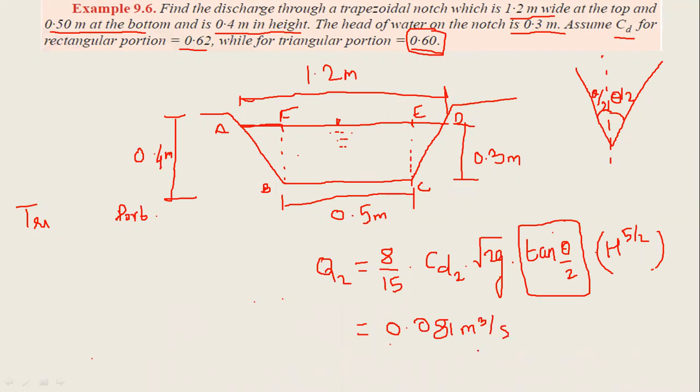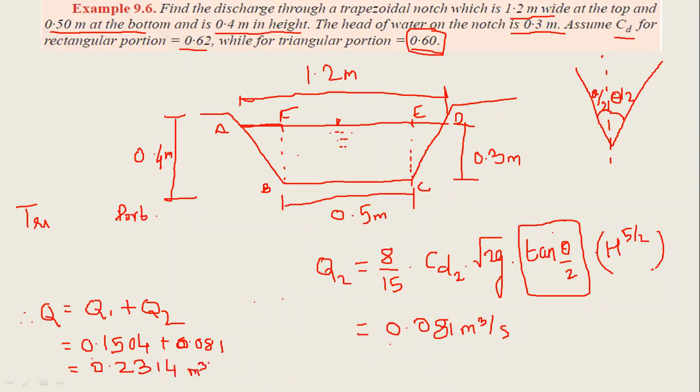Correct? Yes. Okay. Therefore, total discharge Q will be equal to Q1 plus Q2. What was the value of Q1? 0.1504. 0.1504 plus Q2, which is 0.081, gives 0.2314. So 0.2314 meter cube per second is the discharge through this trapezoidal notch.